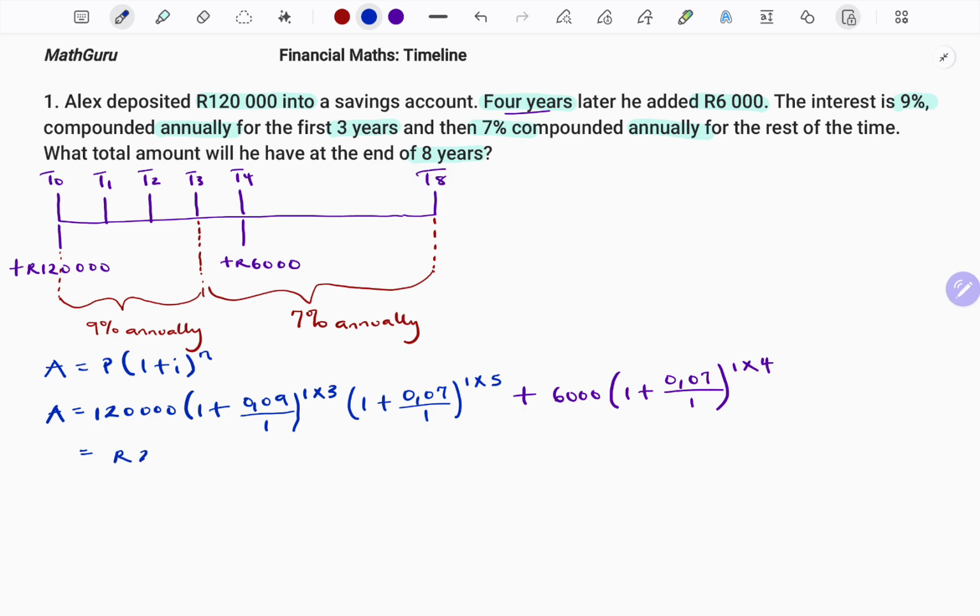in rand 217,961. I'm going to round up when I'm done. So I have 4,198 cents plus, for the second part of my calculation, in rand 7,864 rand 776 cents. And if I add that together, rounding up to those decimal places for my cent, in rand 225,826 rand 20 cents. Let's look at the second example.